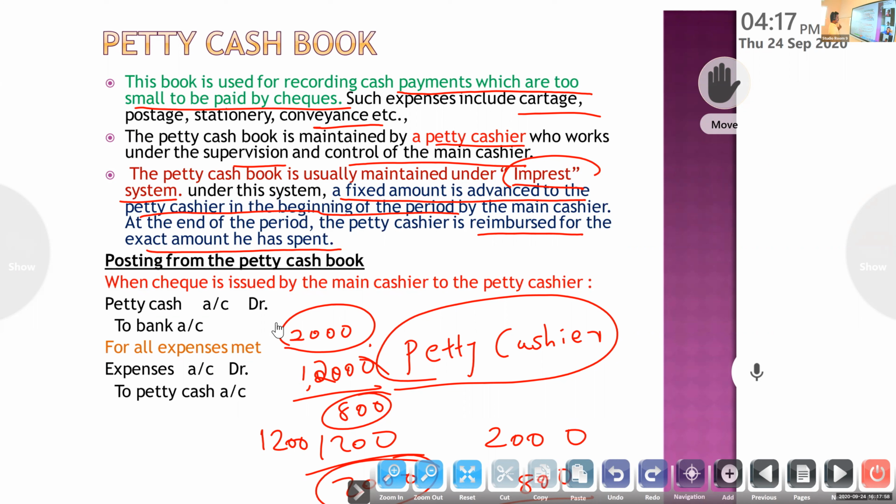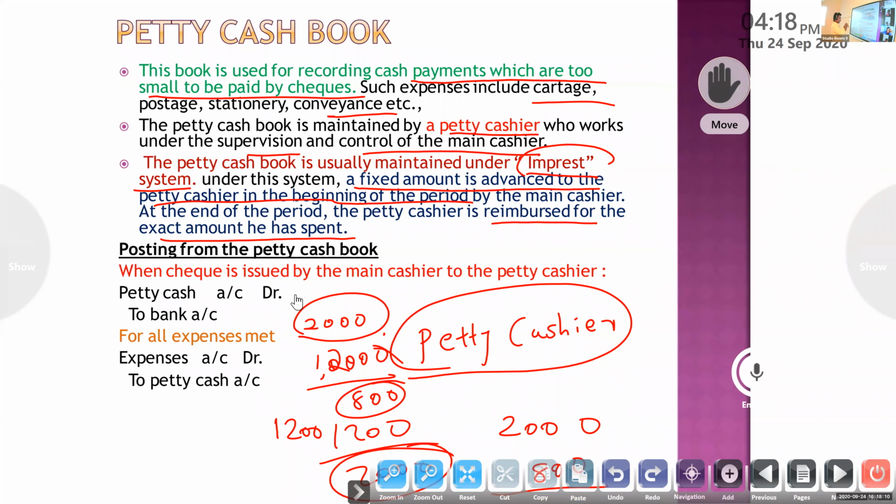If he met all expenses, the entry will be debit expense account to petty cash. This means if, for example, 2,000 is there, that amount will decrease if you are paying expenses. If you met expenses, the petty cash amount will decrease.